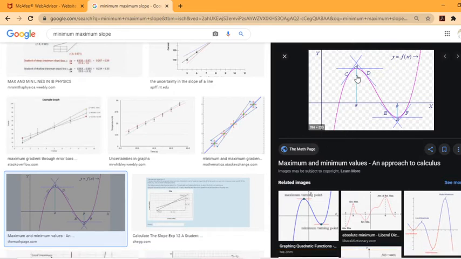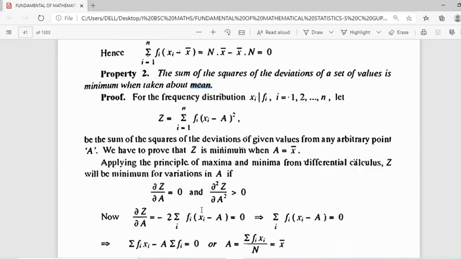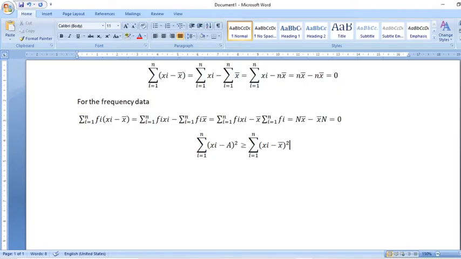But to verify whether it is a minimum or maximum, we have two options. If the slope is equal to 0, the point is either a minimum or a maximum, so we have to verify which one it is. That criterion is given using the second derivative. If the second derivative is positive, the point is a point of minimum. If the second derivative is less than 0, the point is a maximum.